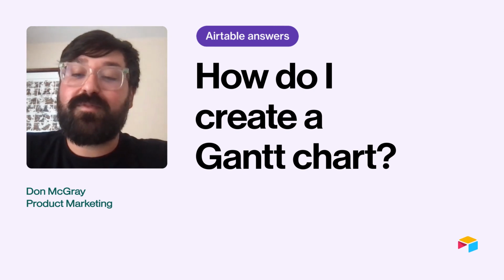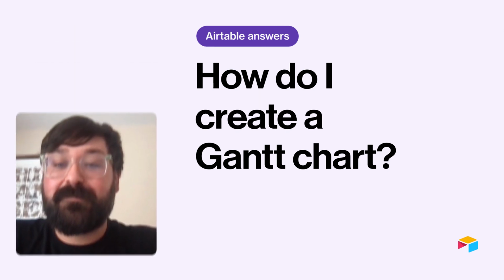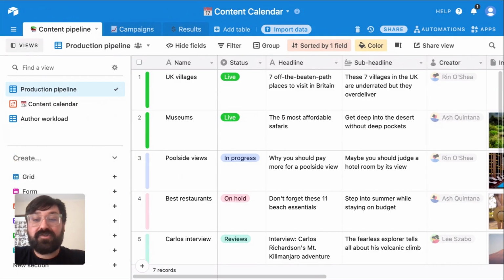Let's jump into an Airtable content calendar to see how Gantt works. In this base, short for database, we're tracking the status of deliverables. In the first table, content pipeline, we're tracking all the pieces of content, including requests here. In other tables, we're also tracking campaigns and results. Let's dive into the campaigns table.